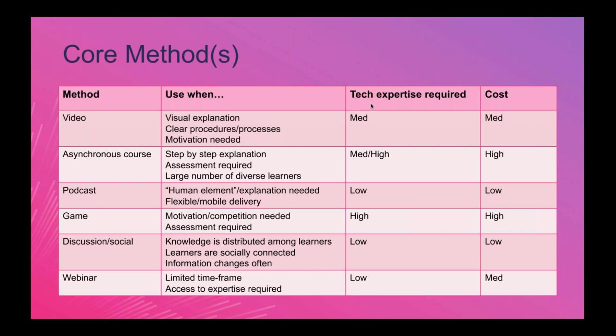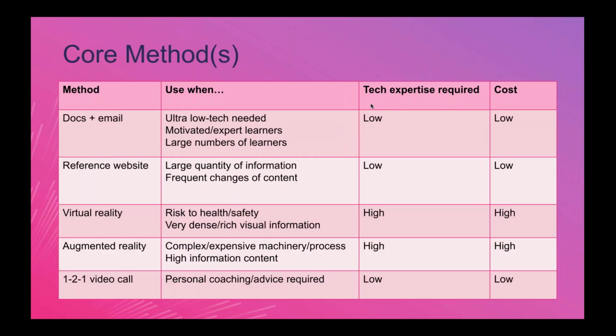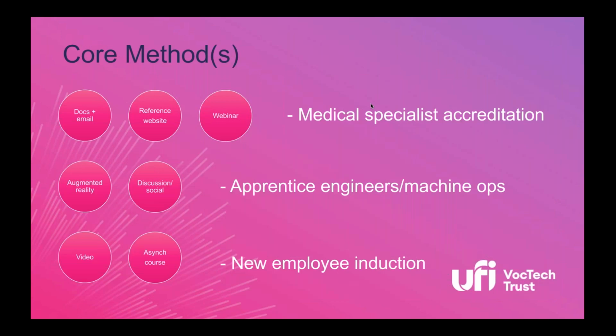What are we going to choose? What are our core methods? And the second slide, the second table, you may combine a few of these methods. You may say, let's just take the third example at the bottom of the slide there. You may say, we're involved in new employee induction, therefore we'll start with a video, then we'll have an asynchronous course. Okay, so you're determining your methods.